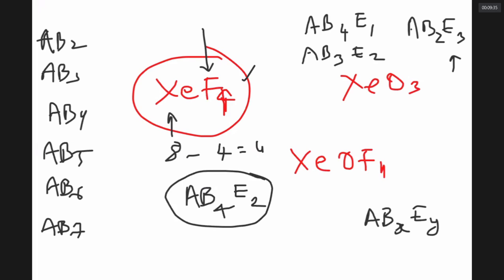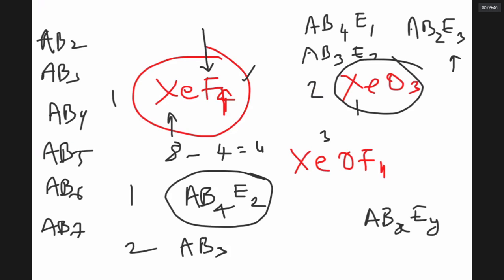Let us look at XeO3. How is it looking? It looks like AB3. Xenon has 8 electrons. The 3 oxygens use 6 electrons, 2 each. So it is AB3E1.